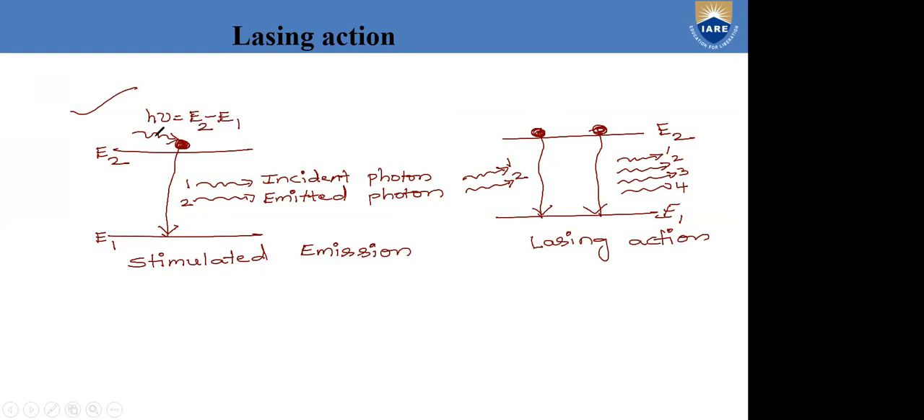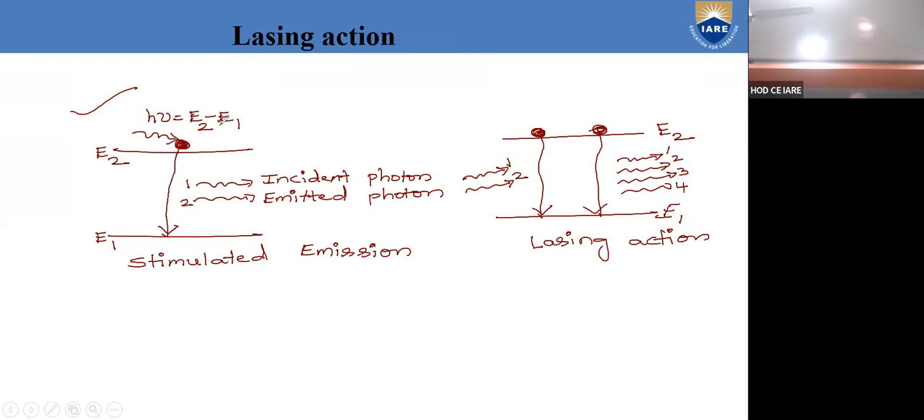When a photon of energy equal to E2 minus E1 is incident on this atom in the excited state, what happens to this atom? This atom is pushed down. It means that it is de-excited from E2 to E1. And we know that when an atom gets de-excited from a higher state to a lower state, it releases energy. How much energy will it release? E2 minus E1. It means that in stimulated emission, how many photons are emitted? Two photons, 1 and 2.